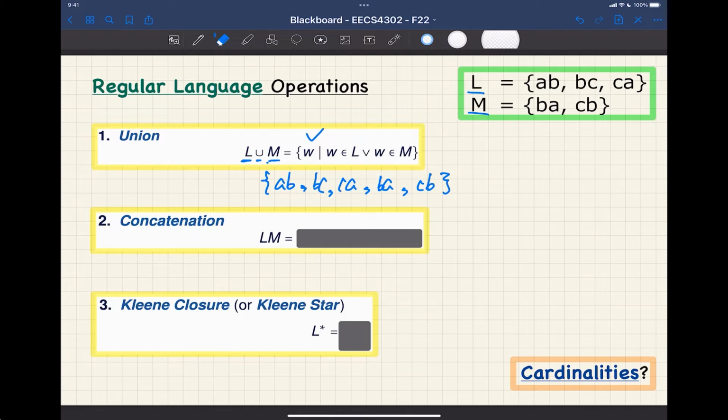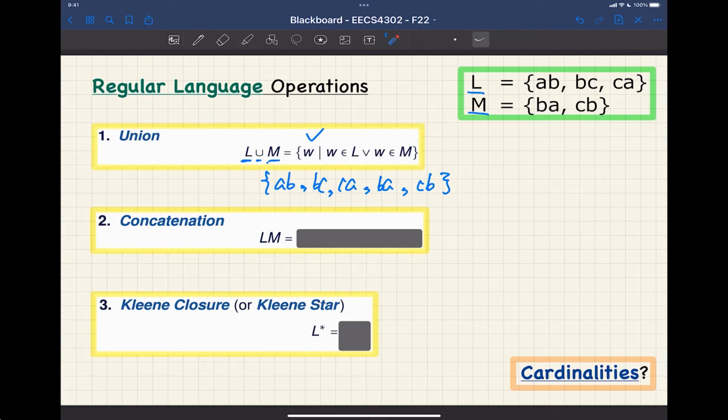Let's try to take a look. And then the next two, we should really do together. If I got language L, language M, and I apply the union operator upon these two languages, it's going to be another language where the string can either be from L or from M. That one's straightforward, all right? And let's talk about concatenation. This one is a little bit more interesting.